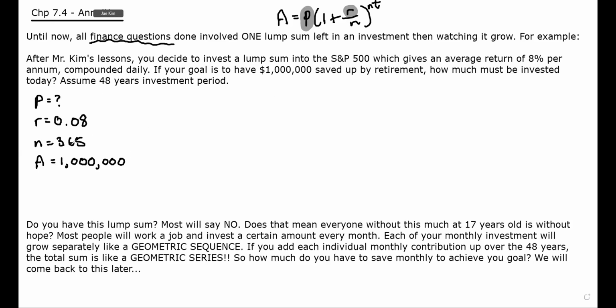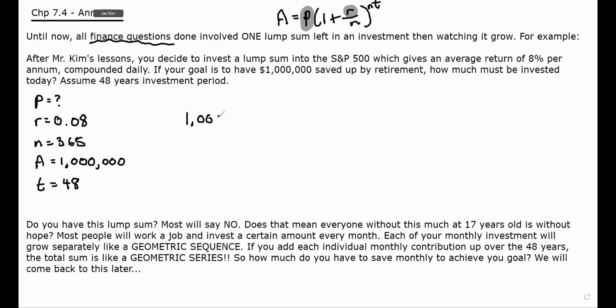So that's the P value. Assume 48 years, because you should be 17, unless you had an early birthday, at which point, happy birthday, I guess. So you have 17, and you're going to retire at the age of 65, which means you have 48 years for this to grow. Let's plug it in.